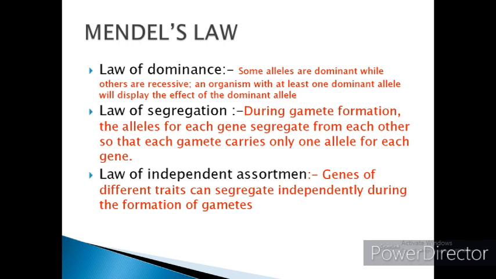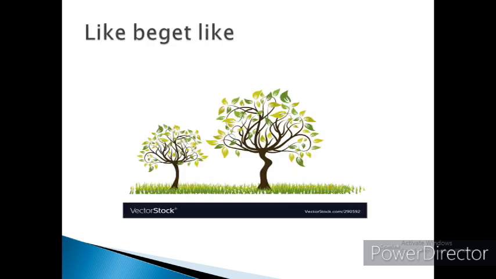So these are the laws of Mendel, which he concluded after doing a lot of experiments. They are the law of dominance, the law of segregation, and the law of independent assortment. So let's sum up.